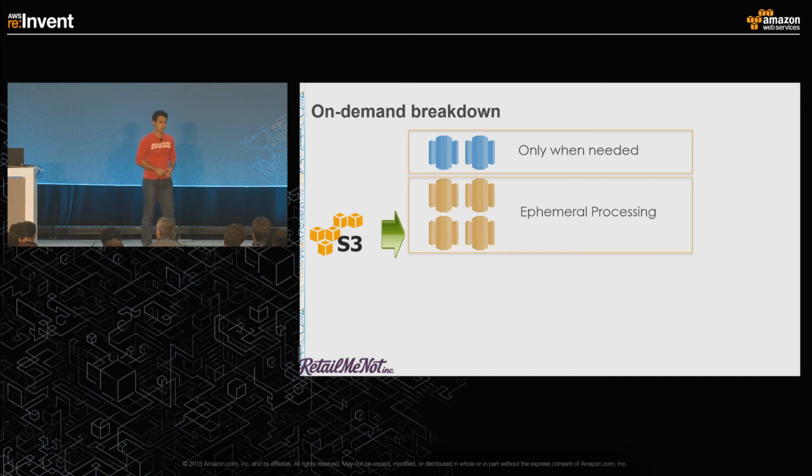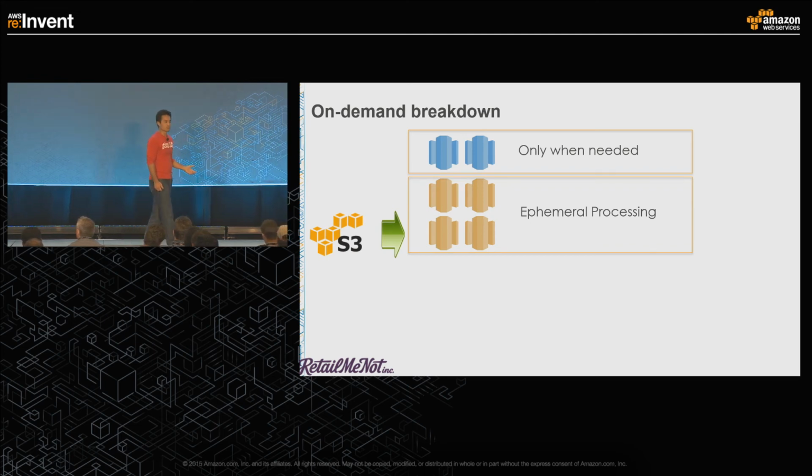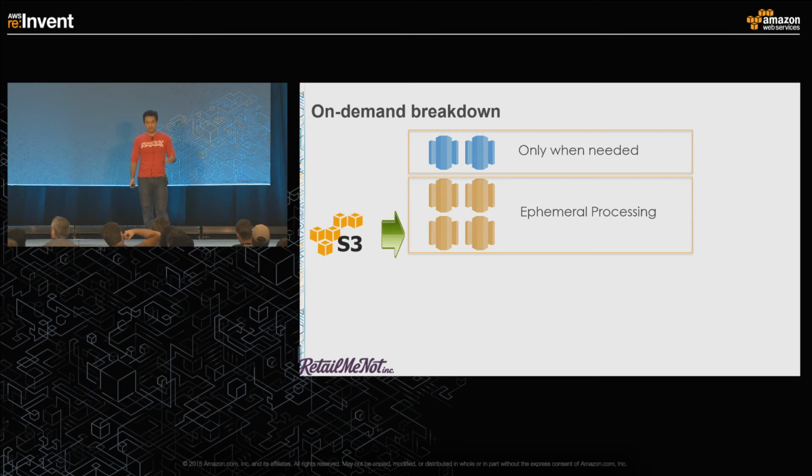The next class of clusters we have are ephemeral processing clusters. These are pretty medium-sized clusters. They generally are only on 1 to 3 hours a day, and they kick off early in the morning, 2 a.m.-ish. This was actually probably the biggest shift for us.